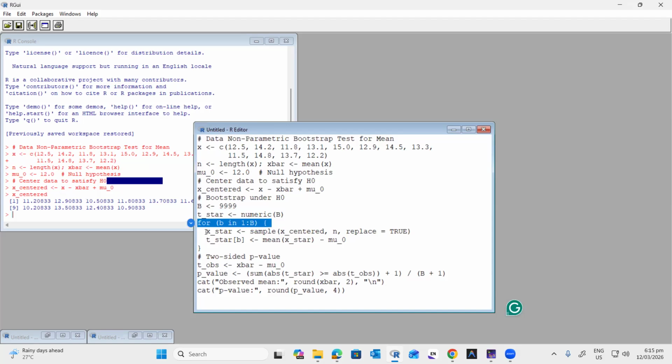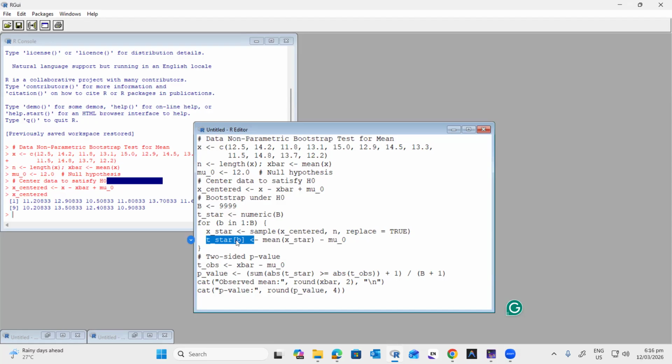In that one, in X star sample, X centered values, we are going to generate a bootstrap sample of size n from the shifted data that we stored in the X centered, with replacement, and this is the non-parametric part. So we resample from the empirical distribution that satisfies the H naught. After that, in the B star, capital B, we are going to compute the bootstrap test statistics, that is the difference between the bootstrap sample mean and the null value.